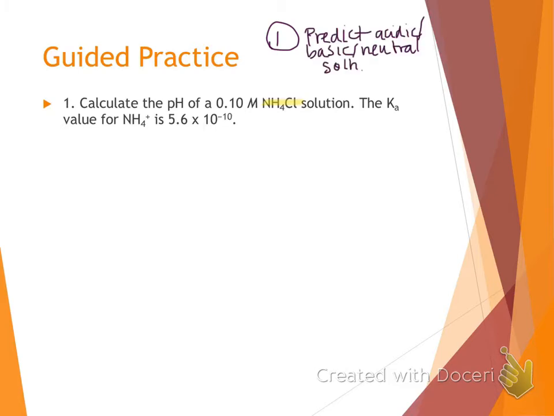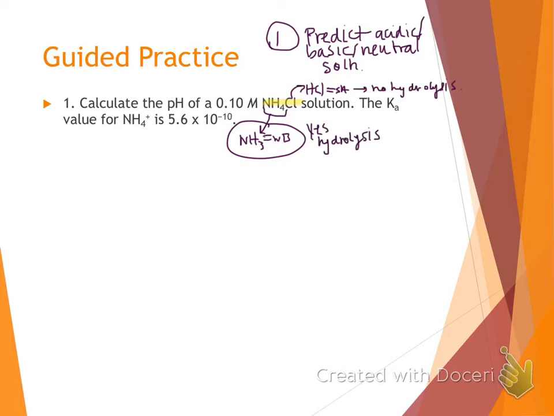I'm going to look at my salt. The NH4 must have come from NH3, and that's a weak base. The Cl- must have come from HCl. That's a strong acid. Well, it's always going to be the part from the weak that's going to give us our hydrolysis reaction. The ions from strong stuff cannot split up or hydrolyze our water.